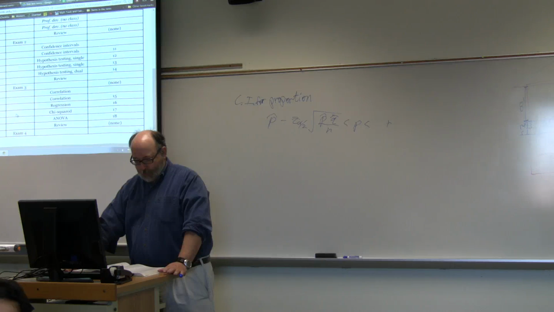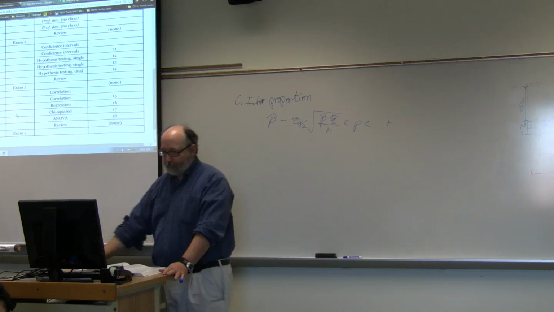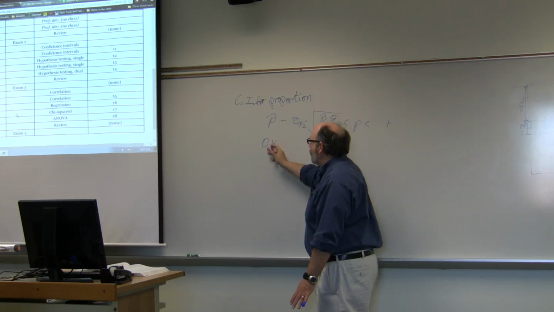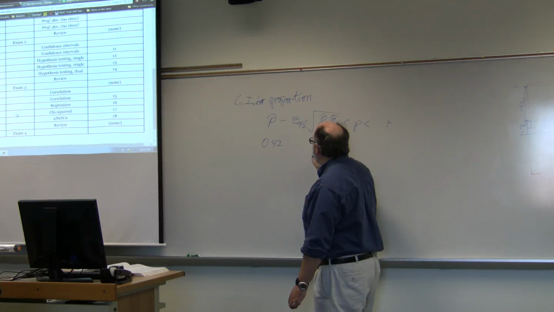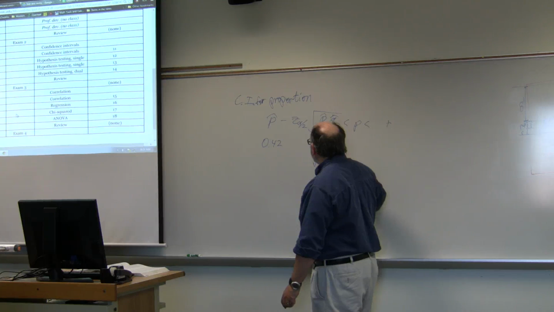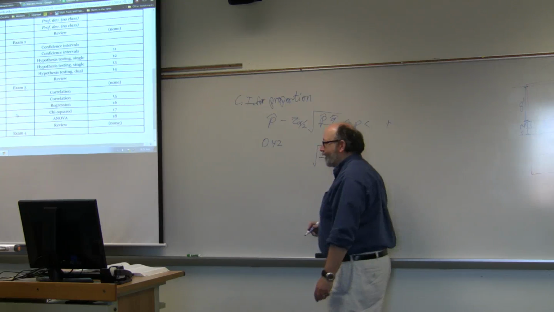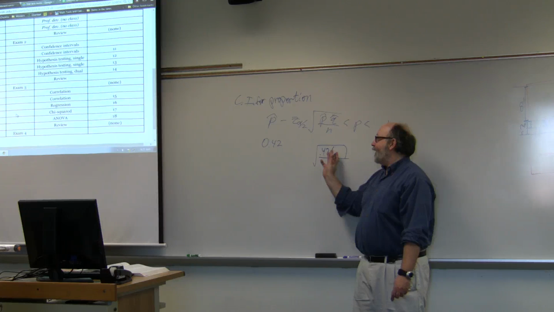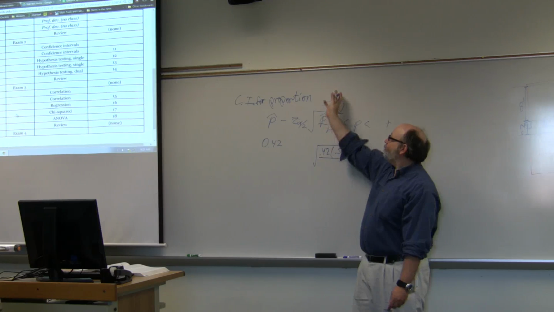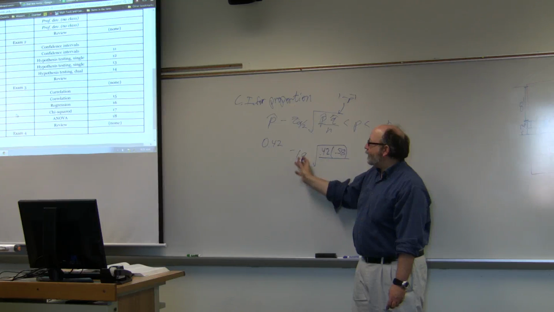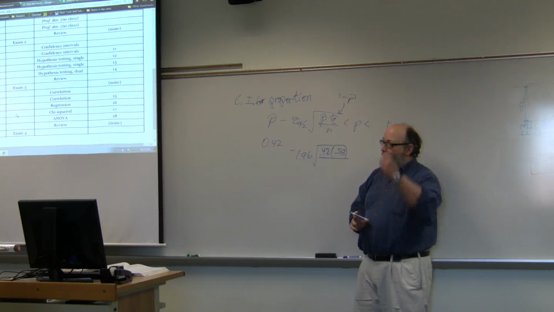Todd, what number do I actually put in here for P hat? 0.42. Okay, so I make this a decimal number, 0.42. And Q hat, what would that be, Tom? 0.58. 0.58 is Q hat because it's 1 minus P hat. And then you want this to be 1.96 right here.